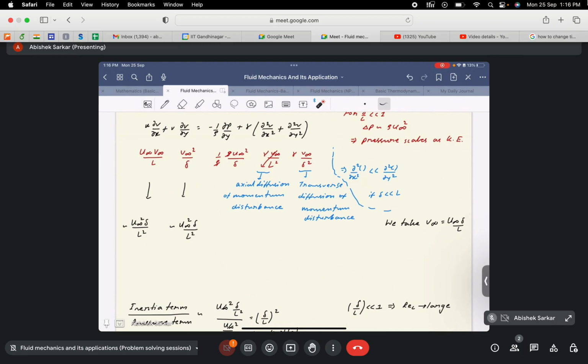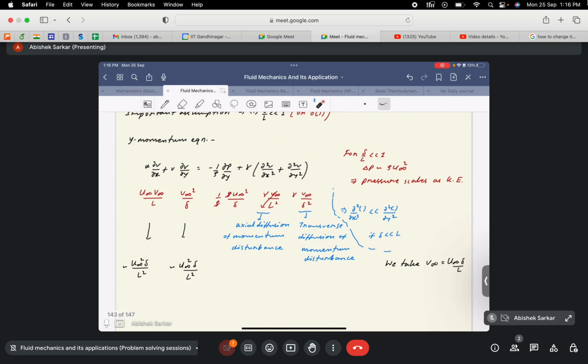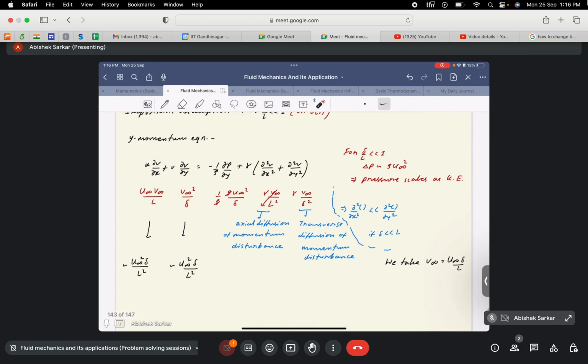Now sorry for the delay. Now we look into this scaling of these terms and see which of the terms are dominating this y momentum equation.